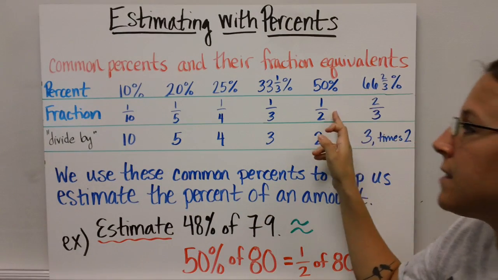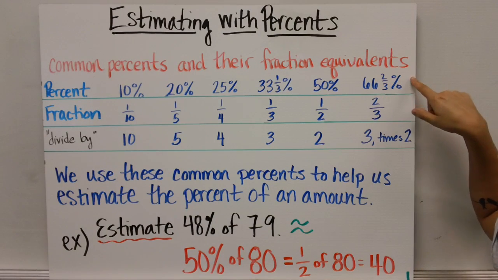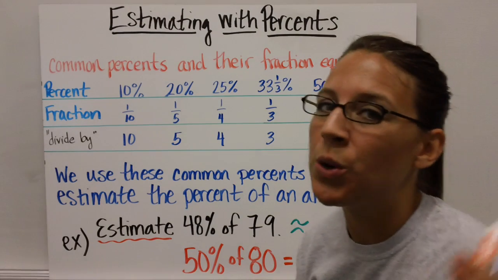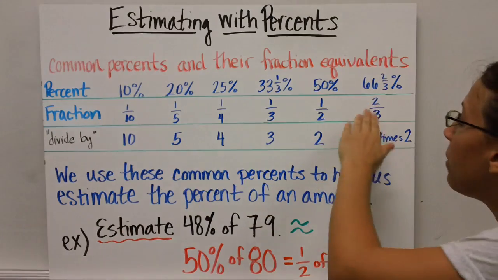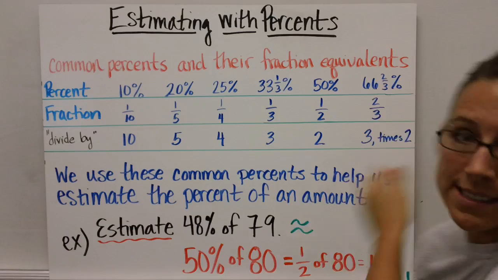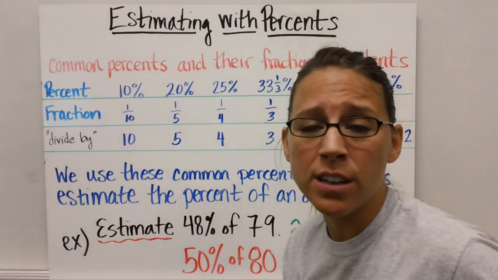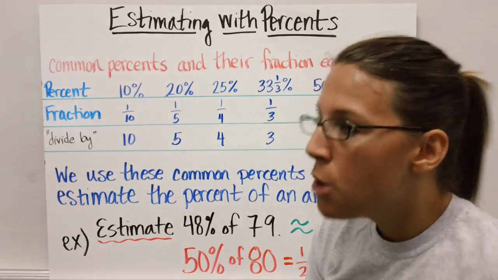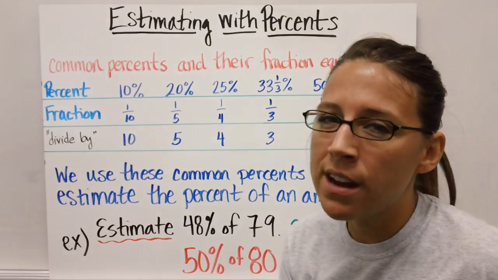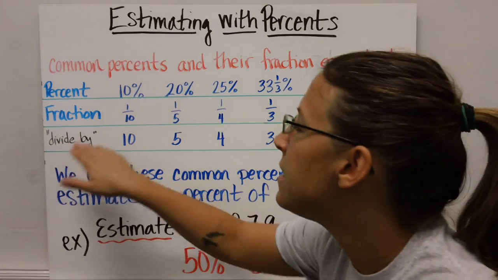50% is equivalent to 1/2, and 66 2/3% is equivalent to 2/3. The reason is, when you divide 2 by 3, you get 0.66666666 repeating. Sometimes you'll see a 7 on the end of your calculator, and that's there because your calculator rounds it because it runs out of room. But in fact, there's actually no 7 there. It's just 6s forever.